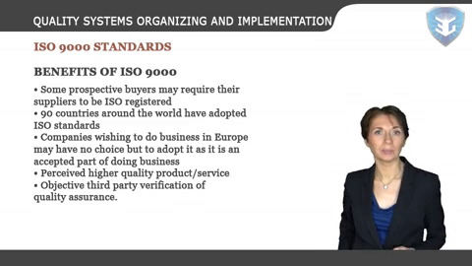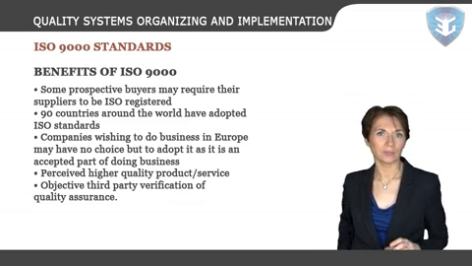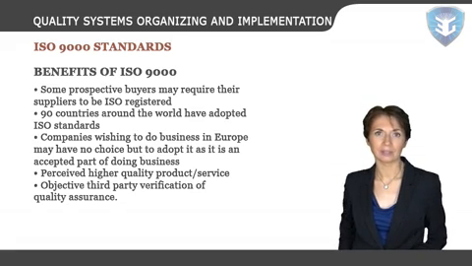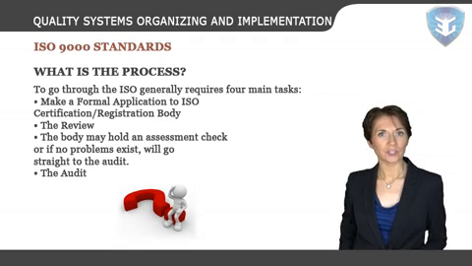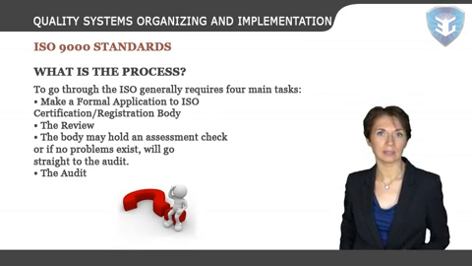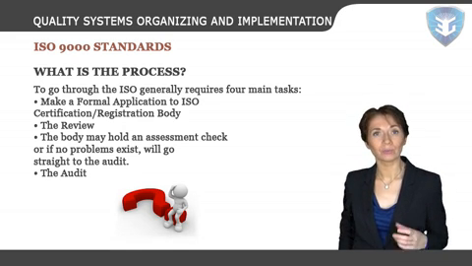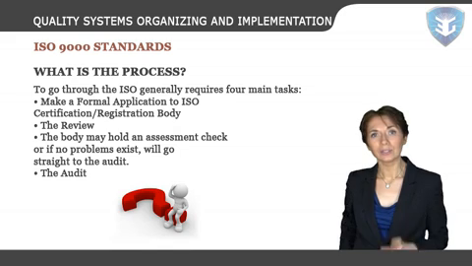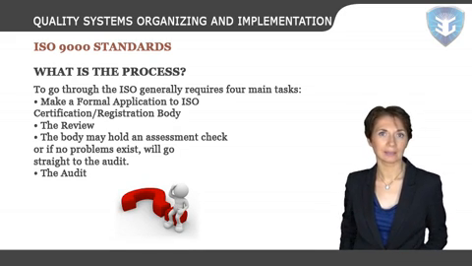Perceived higher quality product or service. Objective third-party verification of quality assurance. What is the process? Registration is the formal assessment of a company's quality management system by an independent third party known as a quality registrar. To go through the ISO generally requires 4 main tasks.